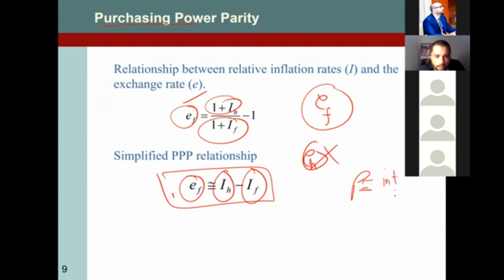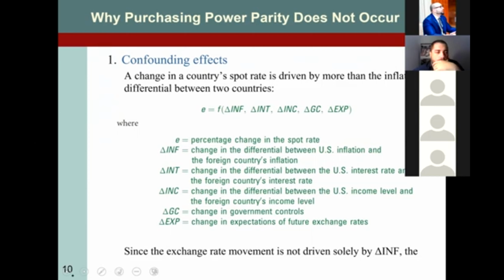That is interest in home minus interest in foreign. Right? And then we talk about why purchasing power parity does not occur. Number one was confounding effects, because the exchange rate also depends on change in income, change in government control, and change in expectations about future rates.